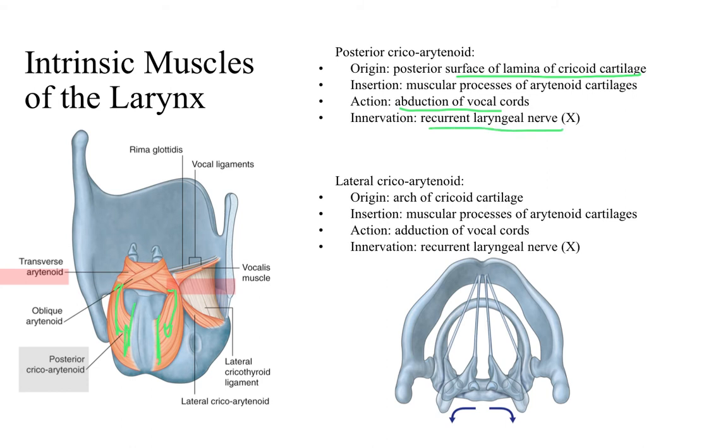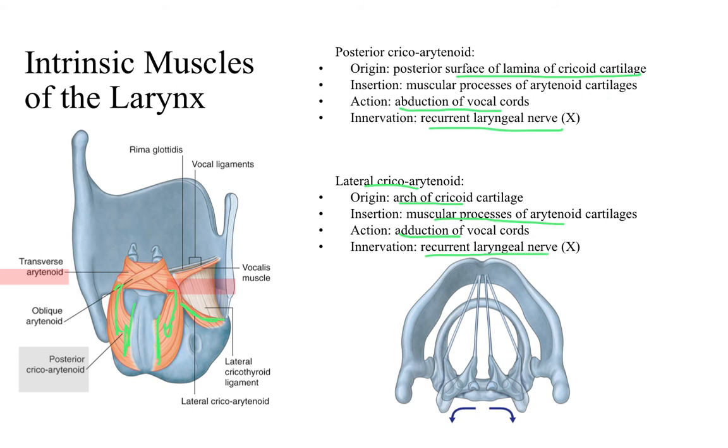The lateral cricoarytenoid muscle is this small muscle right here that is going to be on the arch of the cricoid cartilage, and the insertion is going to be the muscular processes of the arytenoid cartilage, and so it's going to pull not backwards on these but forward, and that is going to result in the adduction or closure of the vocal cords. This one is also innervated by the recurrent laryngeal nerve.